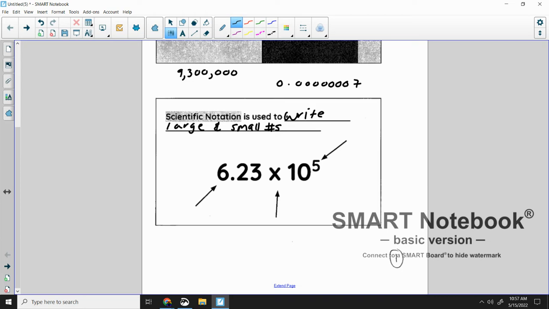So every scientific notation number will have this format. It'll first have a coefficient, and this number will always be between 1 and 10. So it'll never be a number bigger than 10 or smaller than 1. It'll also have a multiplication symbol, and then it'll always have a power of 10. So this base will always be 10, and it'll be raised to a whole number that's either positive or negative.